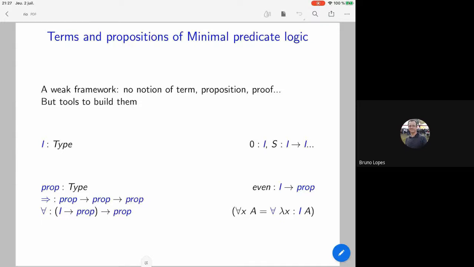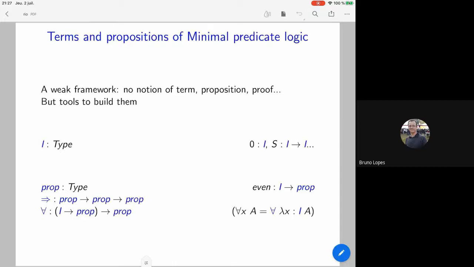So this is it for terms. You can apply the symbol successor to 0, and then you get another lambda term of type I, and this lambda term of type I is a term that expresses a natural number.